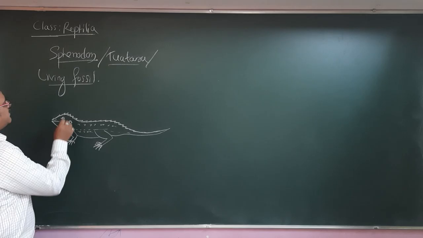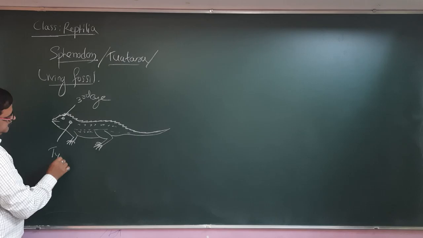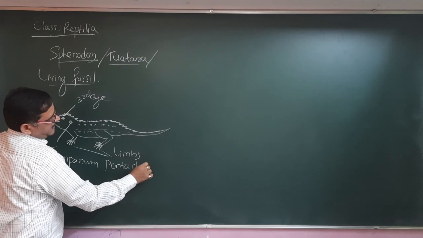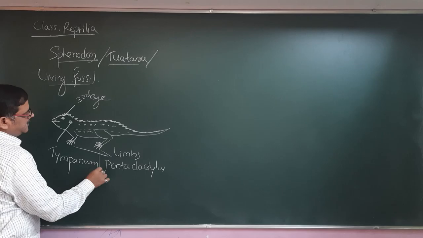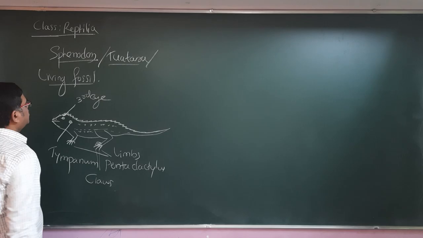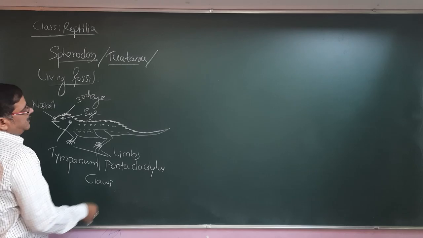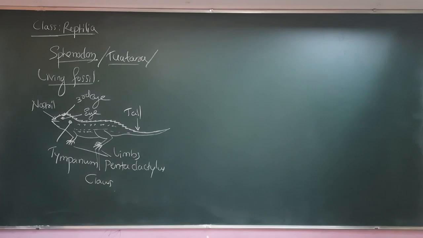They do have the pineal gland, or we say it is the third eye. And then they do have the tympanum. Then limbs, pentadactyl. Then they possess the claws. And then the nostril, as such they breathe through the lungs. They do have the nostril, and here is the eye. Then the tail. Yes, this is what we talk about the living fossil Sphenodon.